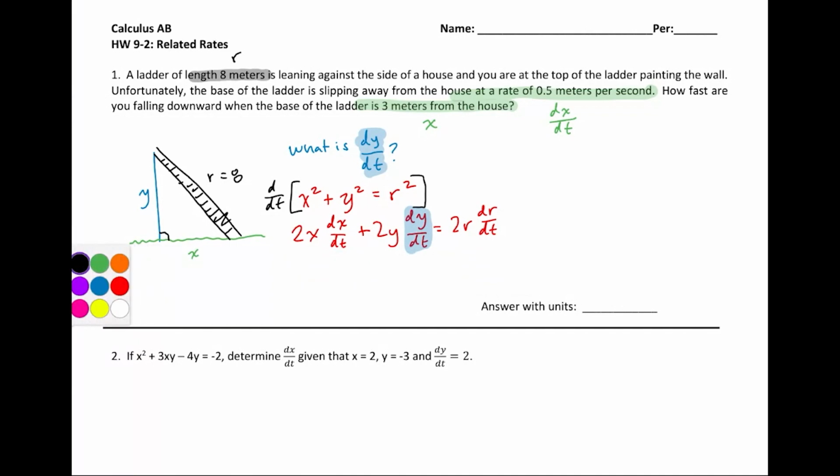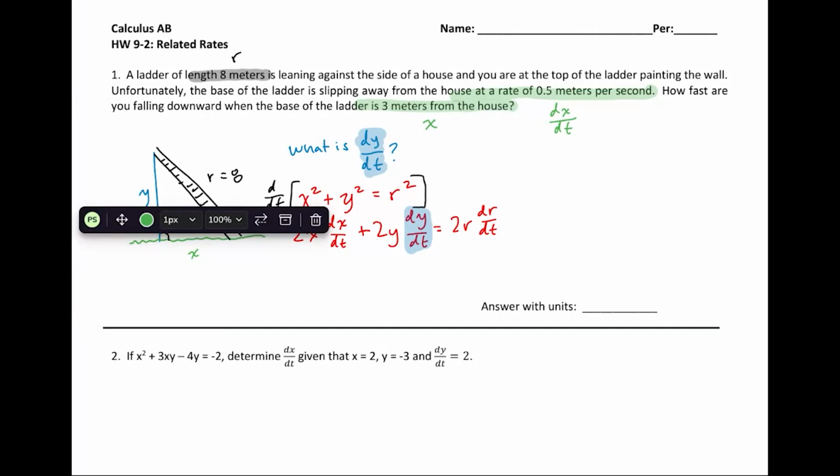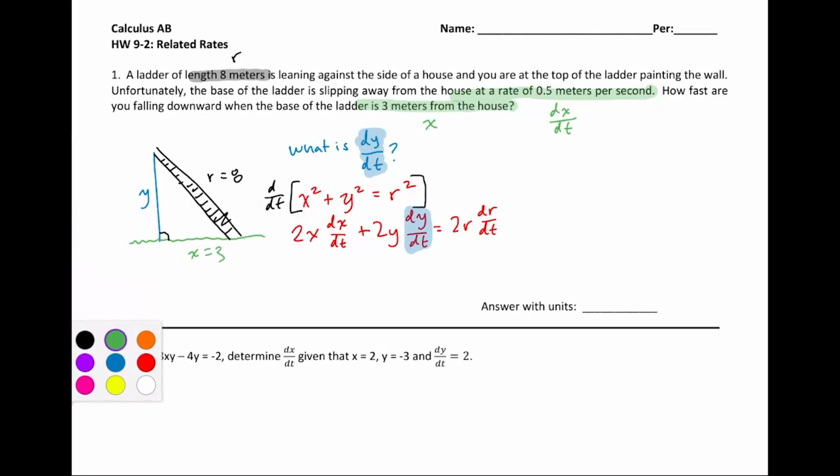So right now we know that the ladder is 3 meters away from the house. So we've got 2 times 3 times the rate at which the ladder is slipping away from the house. And it's slipping away at a rate of 1/2 meter per second, so this is going to be 1/2. Plus 2 times the y value. We'll just leave that as y for now. Times dy/dt. This is really what we're looking for.